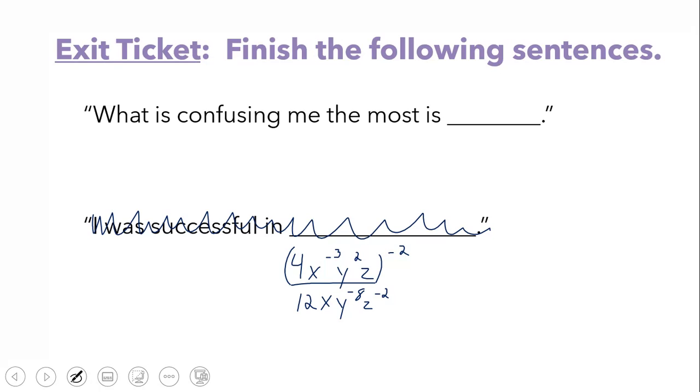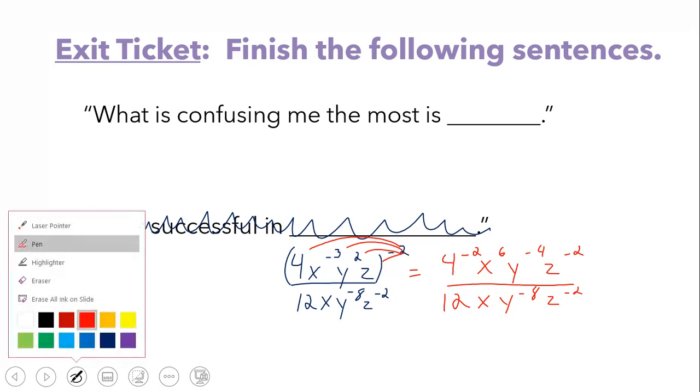What do I want to do first? I wanted to give this -2 to everything on the top. When I do that, I'm going to have 4 to the -2nd power, x to the +6th power, y to the -4th power, z to the -2nd power. And this is all over 12, x, y to the -8th, z to the -2nd.